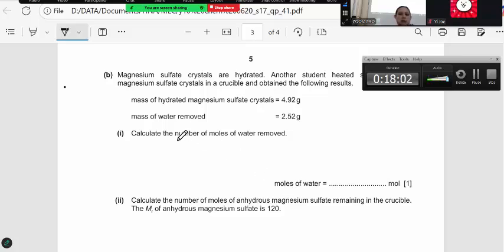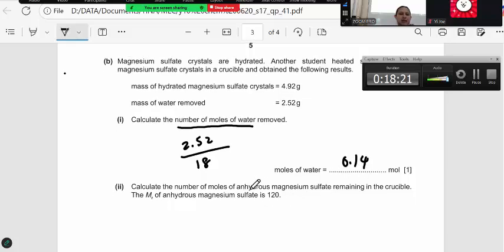Calculate the number of moles of water. Okay. So the number of moles of water, first you calculate the mass is 2.52. So moles is mass over molar mass. Okay, did you get it? Yeah, so 0.15.